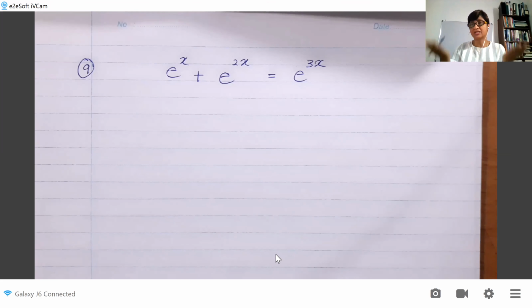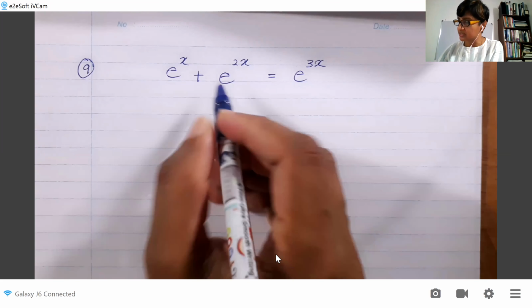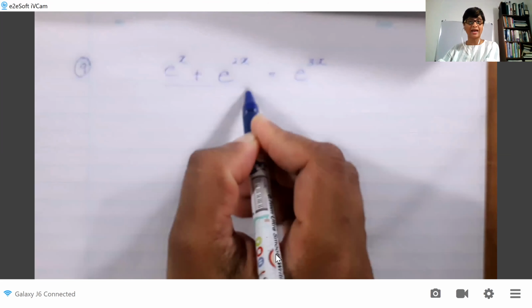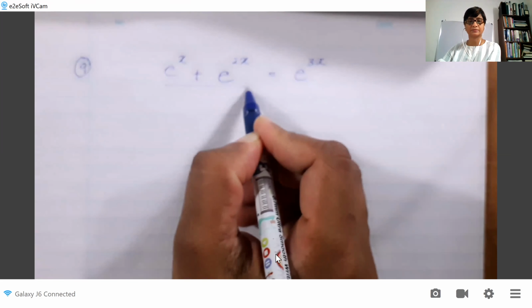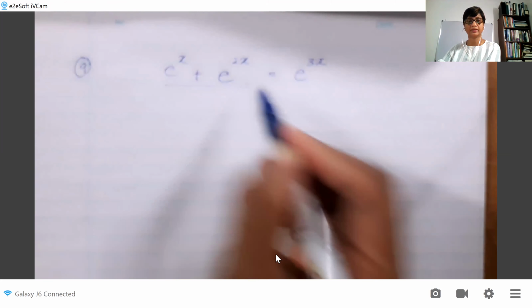Otherwise, raising the 2 sides to some log or ln wouldn't help you. Now let me show you. Let's do what you're saying and see what happens. I'm going to raise this whole side, because this side has 2 terms, right?